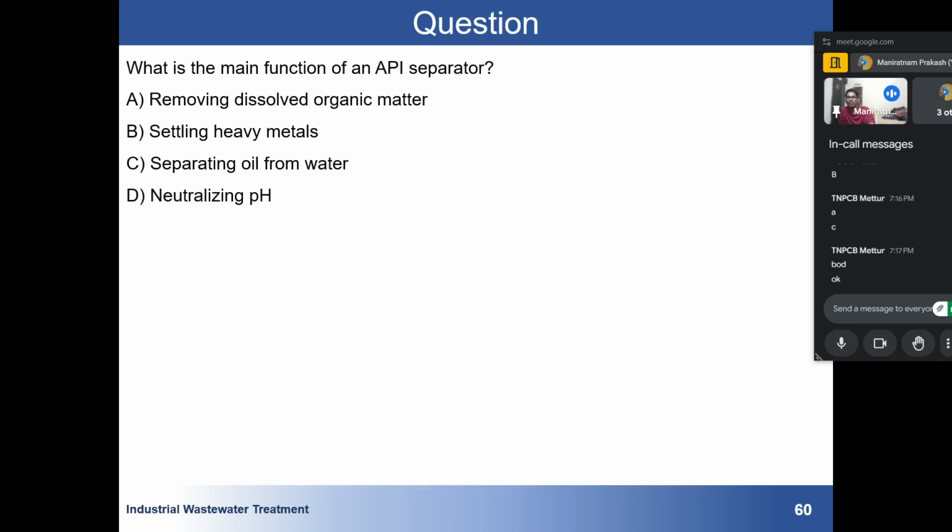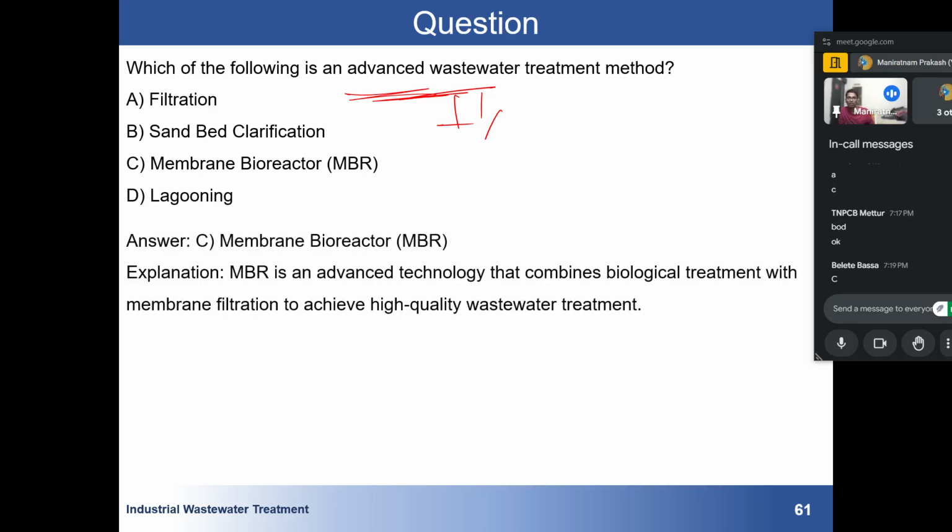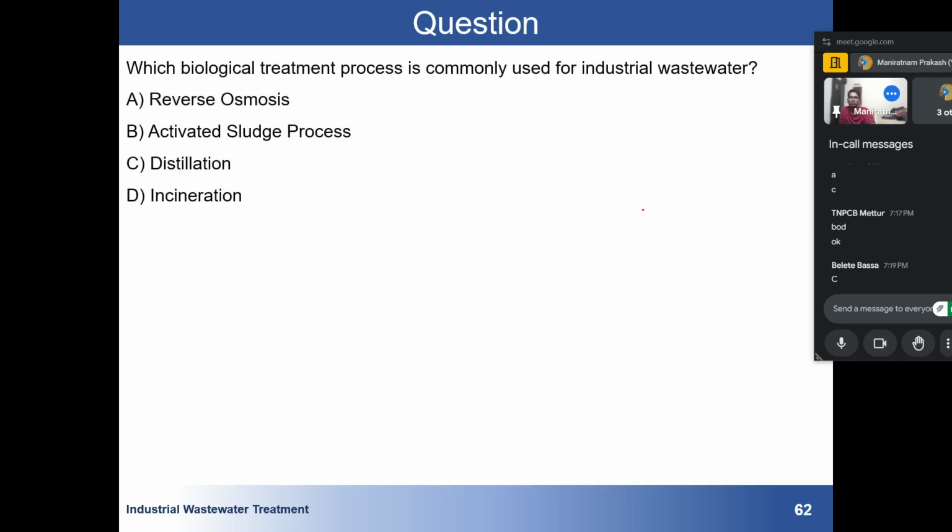What is the main function of API? This we have already discussed: separating oil from water. Which of the following is an advanced wastewater treatment method? Anyone? Very easy question. C, membrane. Yes, good. And it is very costly also. In India, it is used at some locations only. That's why we are not very good at maintaining and treating wastewater.